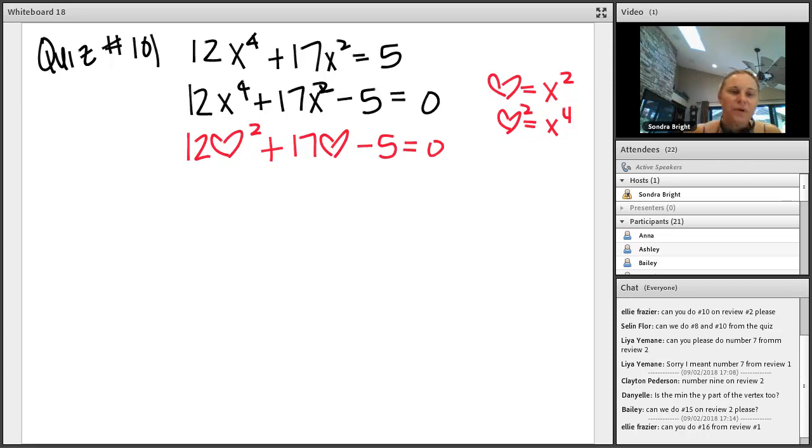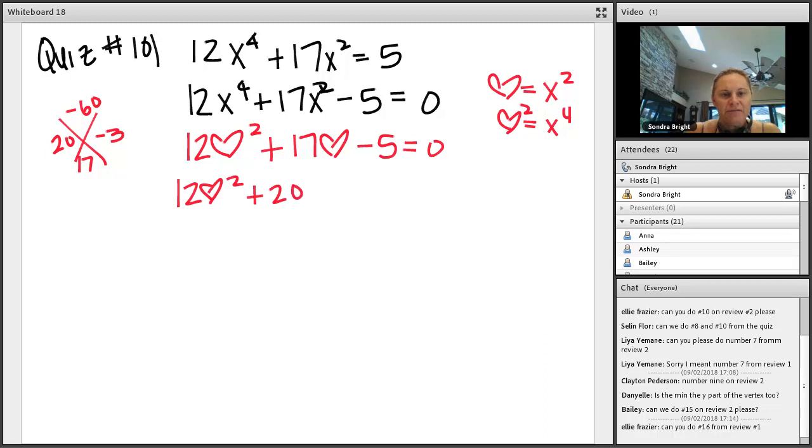Do I really want to show you all of this work? I guess I'm going to. Hopefully we're nicer to you on the test with nicer numbers, but 2 numbers that multiply to negative 60 but add to 17 are a positive 20 and a negative 3. So I'm going to rewrite the middle term as a positive 20 heart and a negative 3 heart, because 20 heart minus 3 heart will give you 17 heart. And then you factor by grouping.